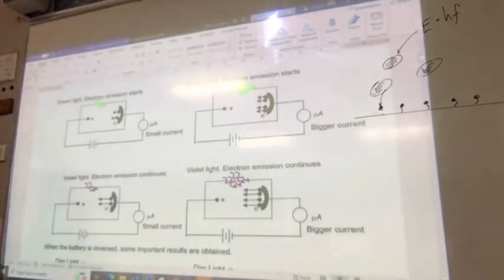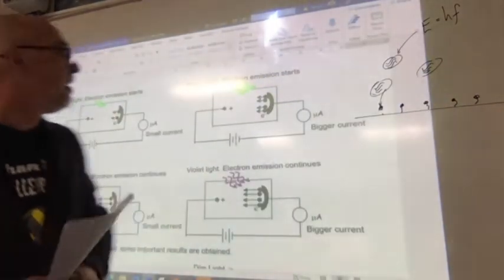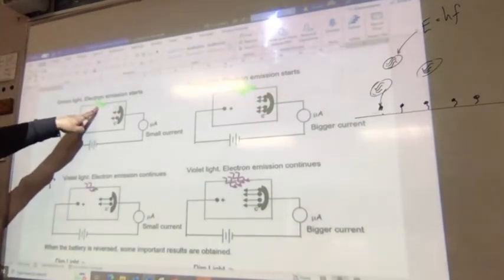Because we know green light is higher energy than red light. It's got a higher frequency. And by this, we know that means more energy per packet. But now all of a sudden we get a small current. We're just using some dim green light, okay?